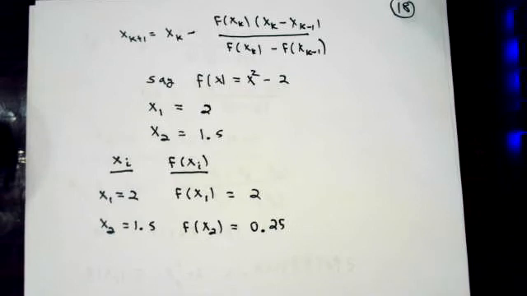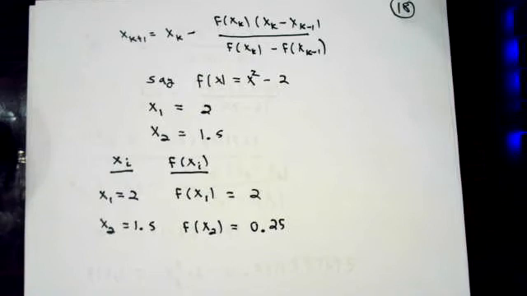So I'm going to try this out on f(x) equals x² minus 2. I have to give this two initial guesses, which I'll call x₁ and x₂. I need to pick numbers that are reasonably close to the right answer. So I'm going to pick x₁ to be 2 and x₂ to be 1.5. Usually it's not all that obvious how you should pick your initial estimates. That's an issue for another time.